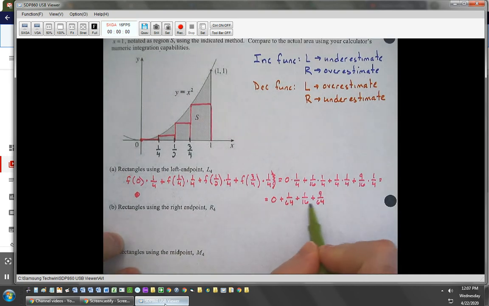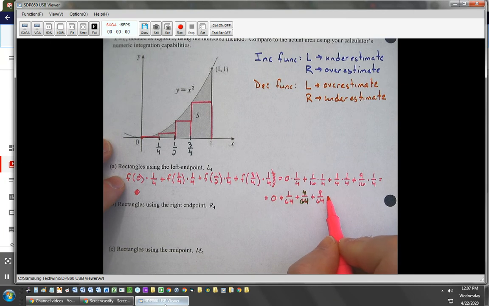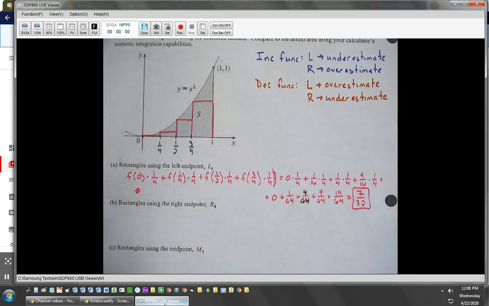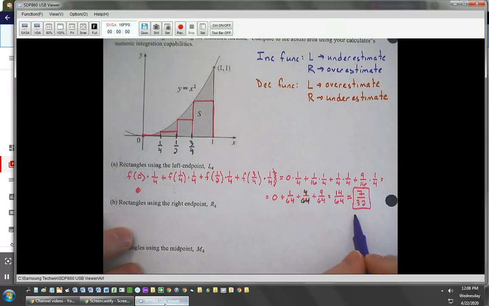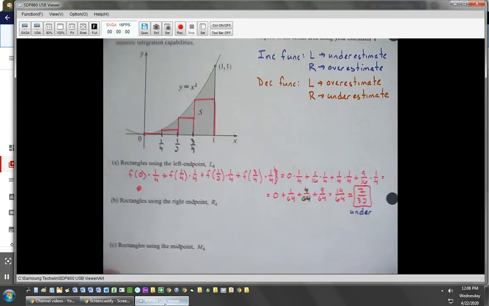So if I want to make this a common denominator, I need to make this a 4 and this is 64. So now I've got a common denominator. 1 plus 4 plus 9 is 14 over 64, which of course reduces to be 7 over 32. And we said that this was going to be an underestimate because f is an increasing function on the interval 0 to 1.